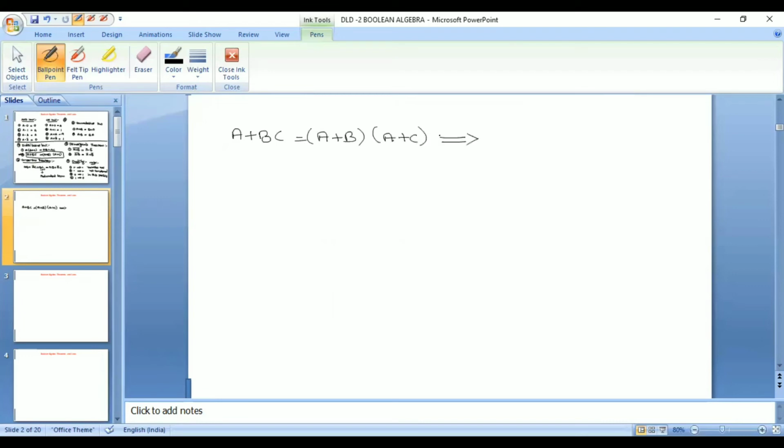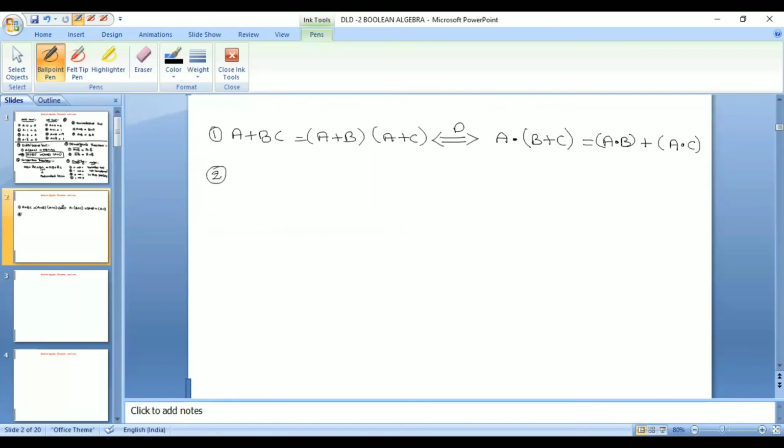Now if you apply the duality property to this distributive law, keep A as A, this plus sign is changed to a multiplication sign, and B into C is changed to B plus C. Which is equal to A into B, sorry, A plus B. The plus sign is changed to a multiplication sign, so it is converted to A into B, and this multiplication sign is converted to a plus sign. So we put a plus sign here, and this A into A plus C is changed to A into C. That's it. This is the first one.